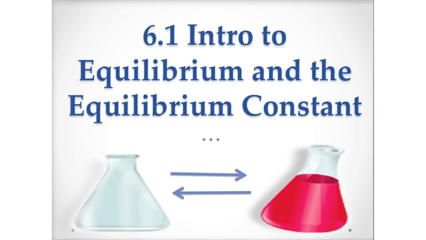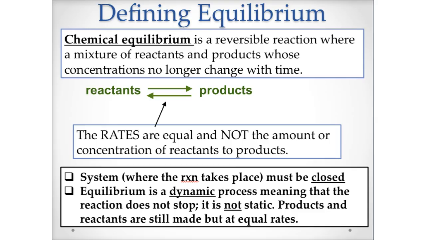This is lesson 6.1. The objective of this lesson is to teach you what equilibrium is, how to set up an equilibrium constant, and what that equilibrium constant even means in terms of an equilibrium reaction. So, the first thing you need to know is the definition of equilibrium.